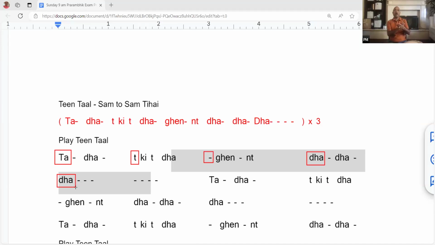Ta, a, dha, a, ta, ki, ta, dha, a, ghe, in, ta, dha, a, dha, 1, 2, 3, 1, 2, 3, 4. Ta, a, dha, a, ta, ki, ta, dha, a, ghe, in, ta, dha, a, dha, 1, 2, 3, 1, 2, 3, 4.